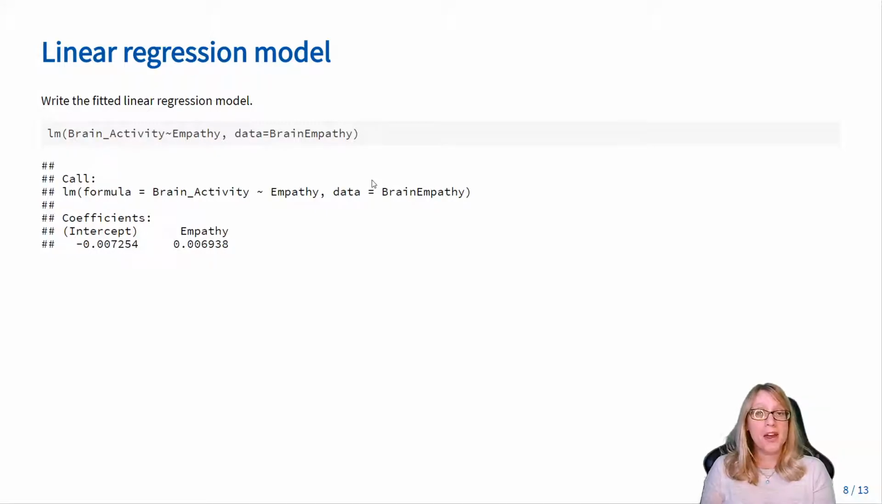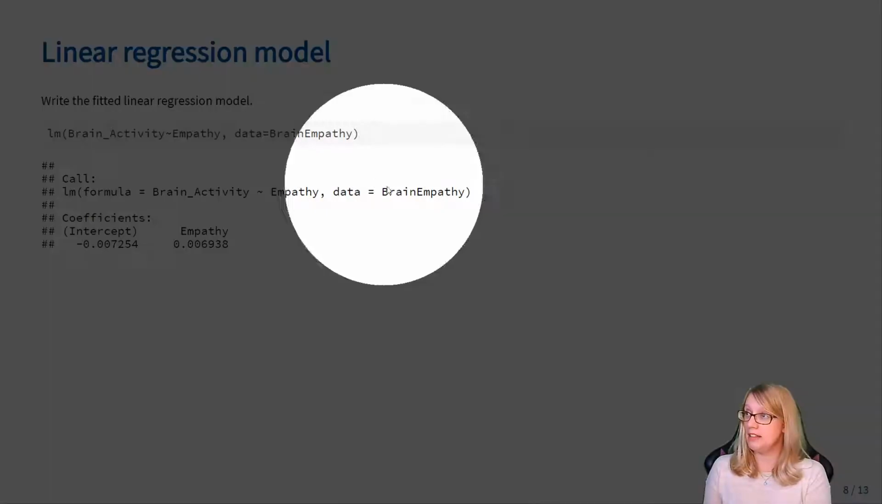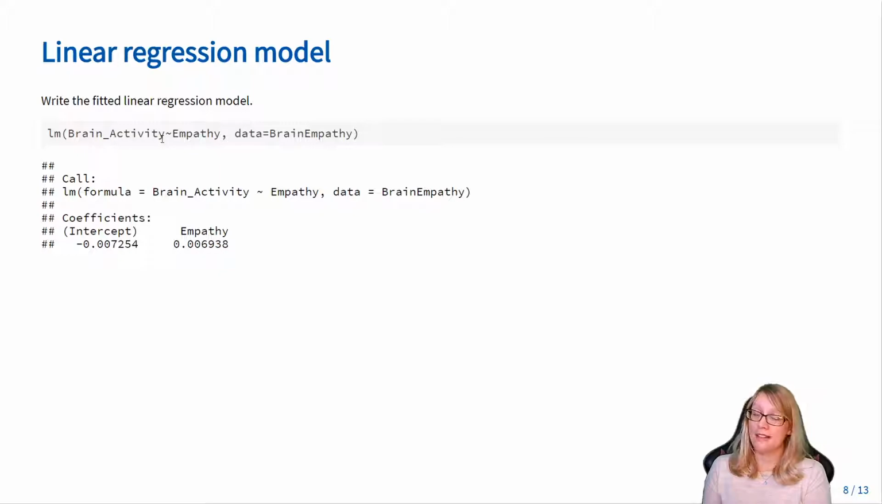Okay, so let's talk about how to get this fitted linear regression model. In R, the function we'll use to fit the linear model is lm, standing for linear model. The inside of this function looks a lot like functions we've seen before, specifically t.test and ANOVA. Inside, we write that brain activity depends on empathy. Again, you can read this tilde as depends. So our y variable depends on our x variable. Our data set is then called the brain empathy data set.